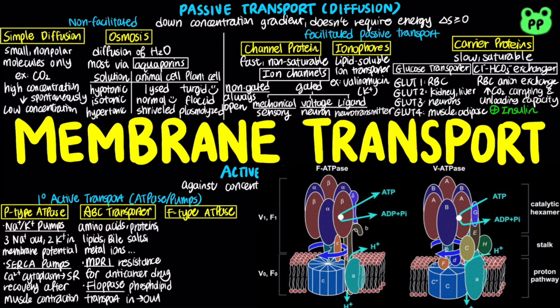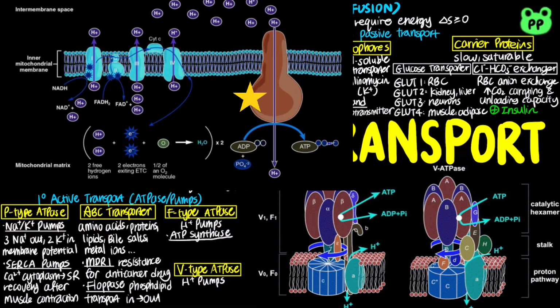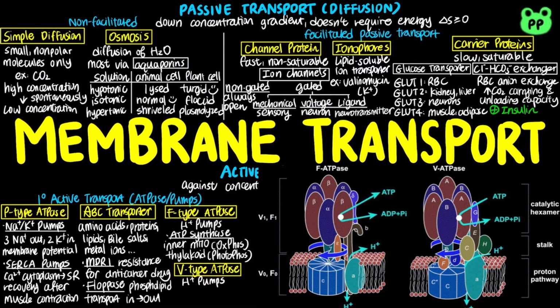Both F-type and V-type ATPases are proton pumps. F-type ATPases include ATP synthase, found in the inner mitochondrial membrane and thylakoid membranes, which facilitates ATP synthesis driven by proton gradient and its reverse reaction during oxidative phosphorylation and photophosphorylation. V-type ATPases are found in plant vacuoles, animal lysosomes, Golgi complexes, and secretory vesicles, maintaining the pH of those compartments.